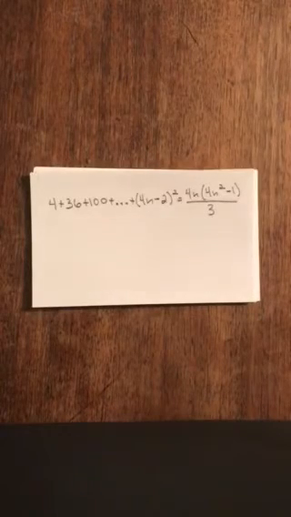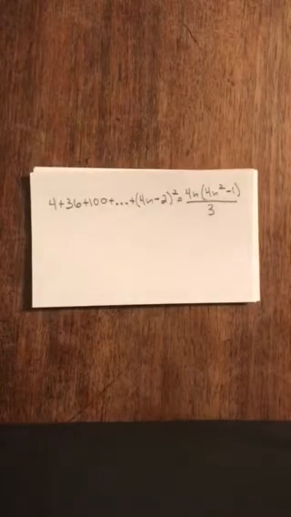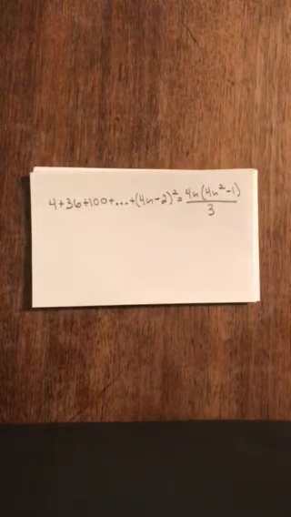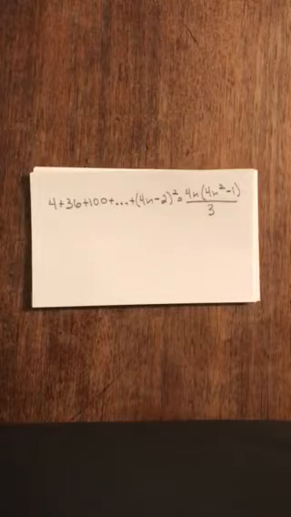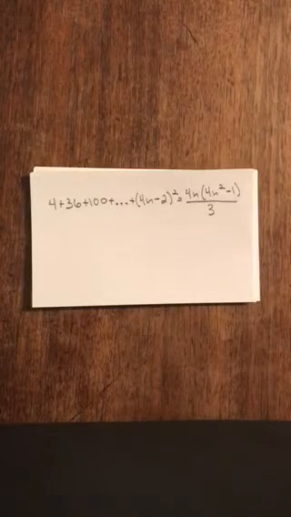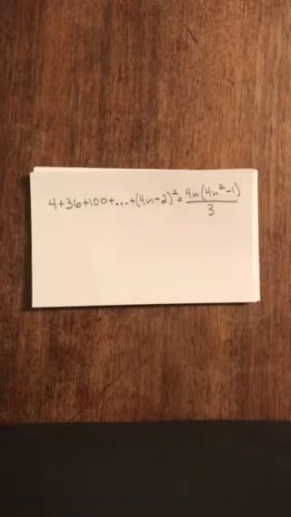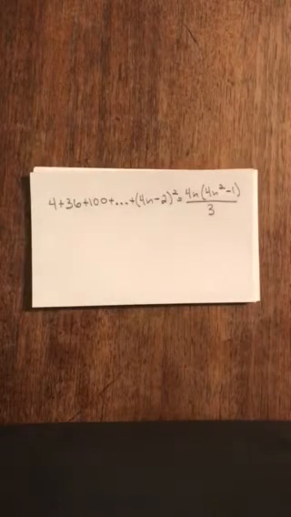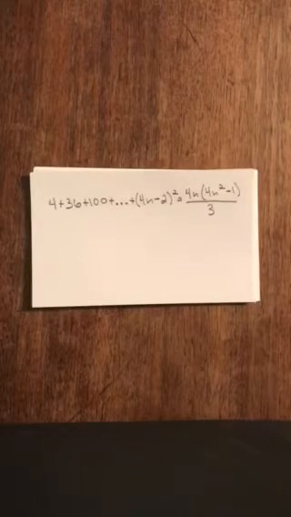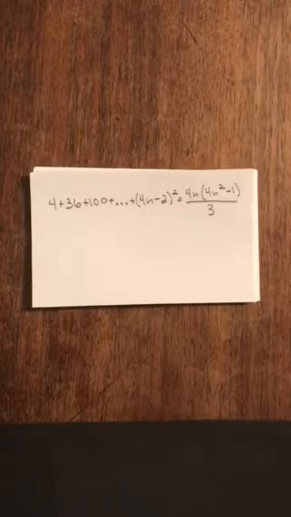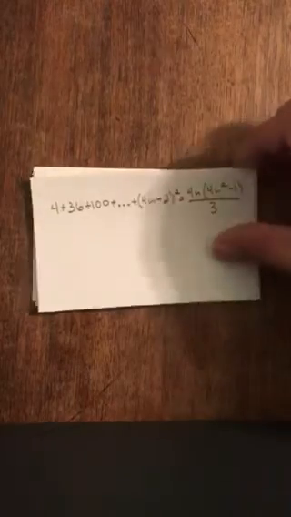Okay, we are being asked to prove by induction that this statement is true: 4 plus 36 plus 100 plus dot dot dot plus (4n minus 2) squared does equal 4n times (4n squared minus 1) over 3. The first step is we want to prove the base case, that is when n equals 1. So we just want to plug in a 1 every time you see an n.